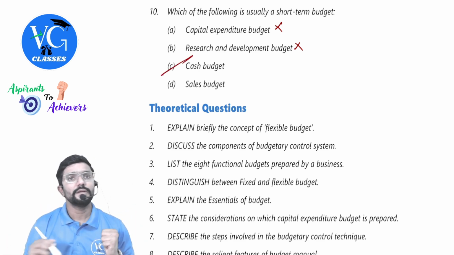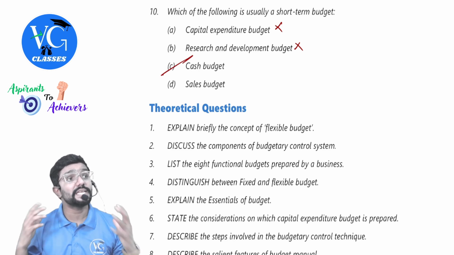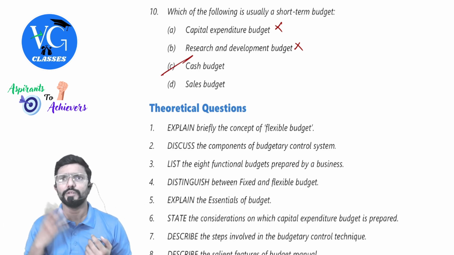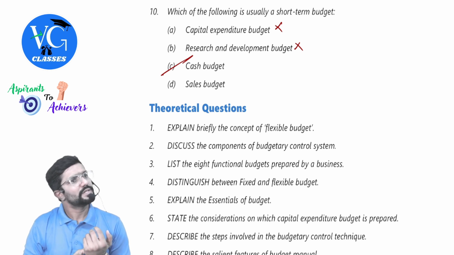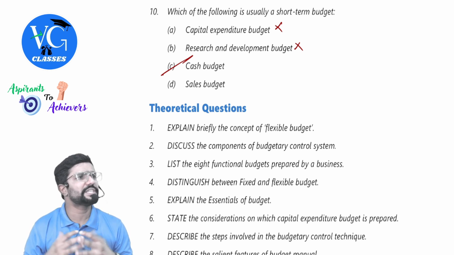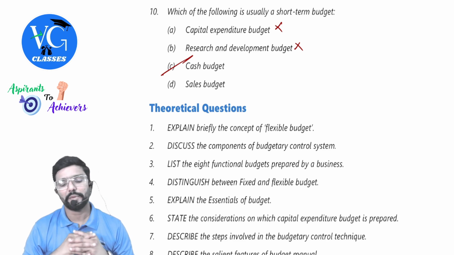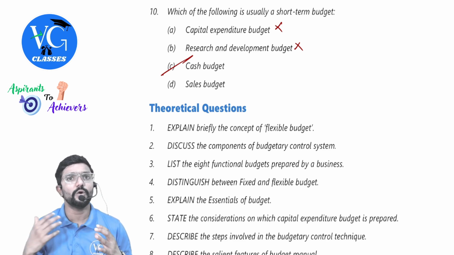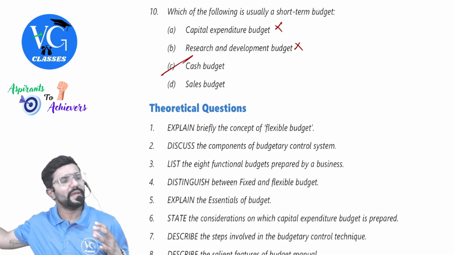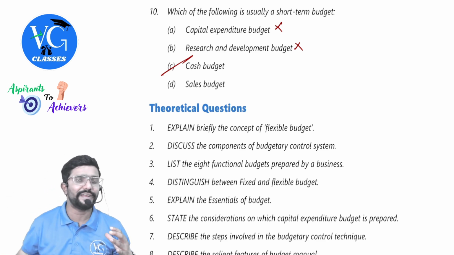But cash budget, because any company will be reconciling their cash and bank balance every now and then. You would have learned the BRS. So they would have prepared the cash budget for a very short period. Yes, sir. Because they want to know what the cash balance is at the end of maybe every week, every month, or every 15 days.